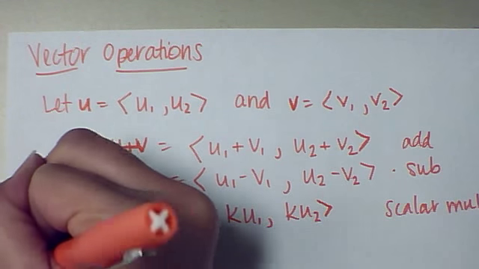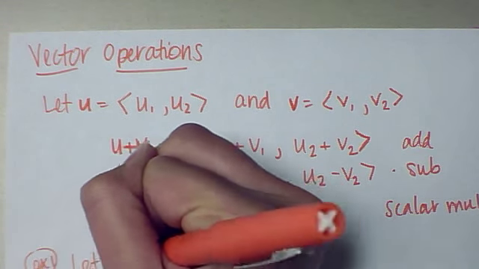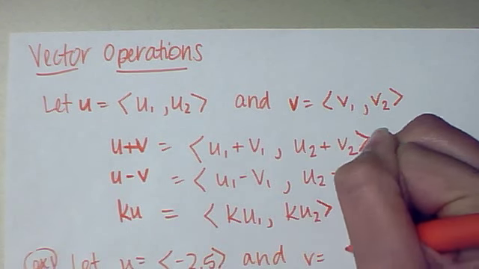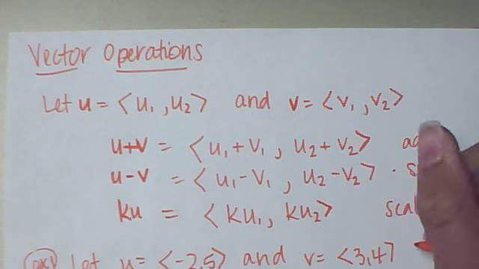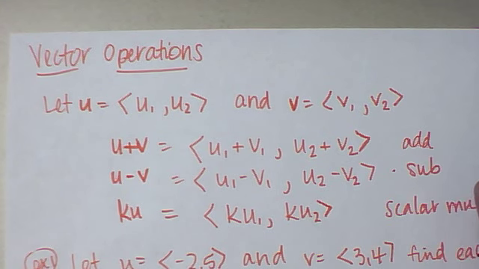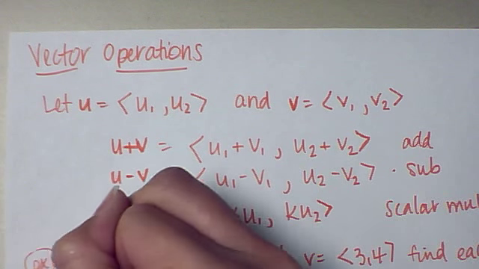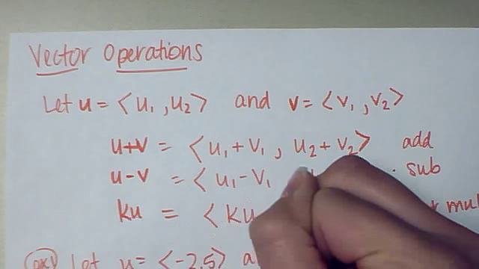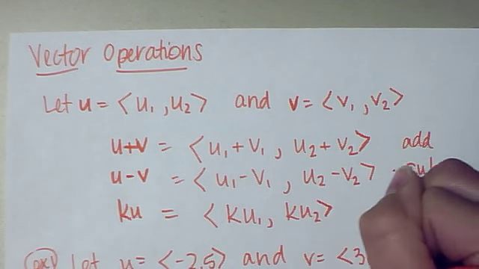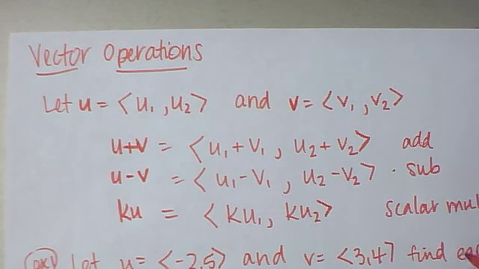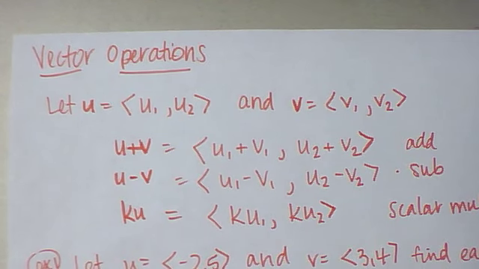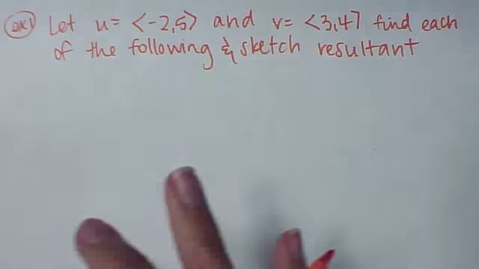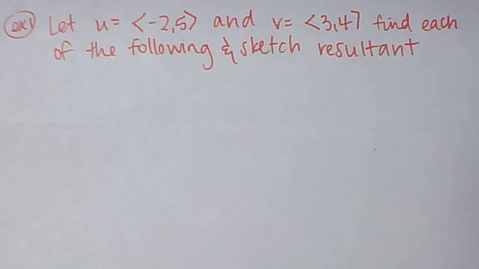So the first one is if I let u be equal to negative 2, 5, and v be equal to 3, 4. And I want you to find each of the following and sketch the resultant vector. Resultant just means what comes from this when I put these two together. So when we do that, we're going to do them tip to tail. You probably learned that in physics, but I'm going to show you that as well.